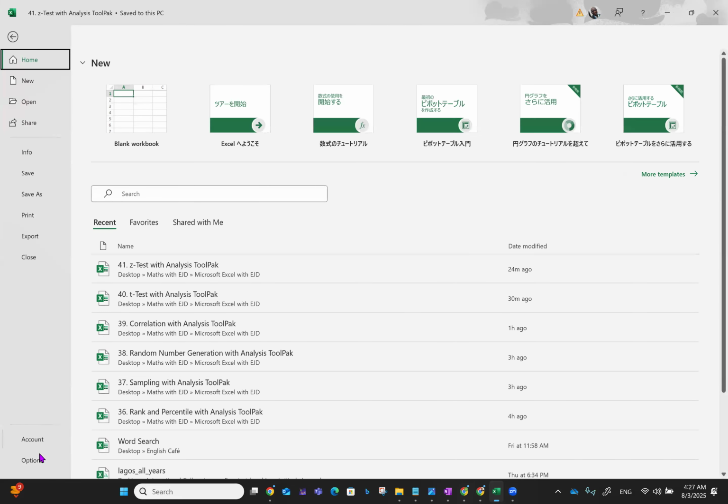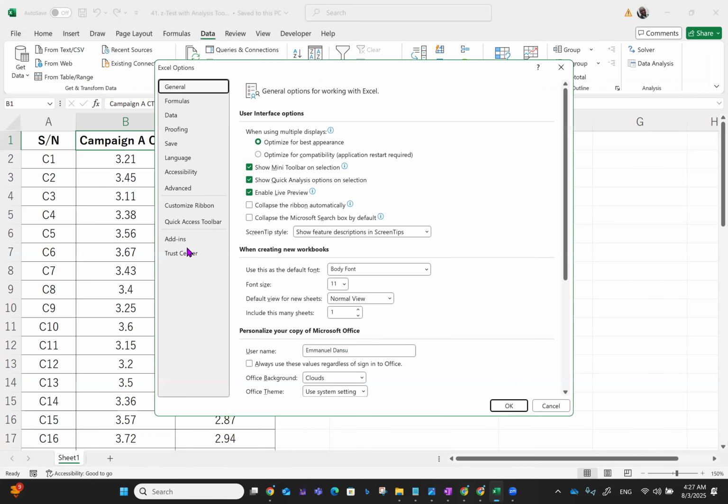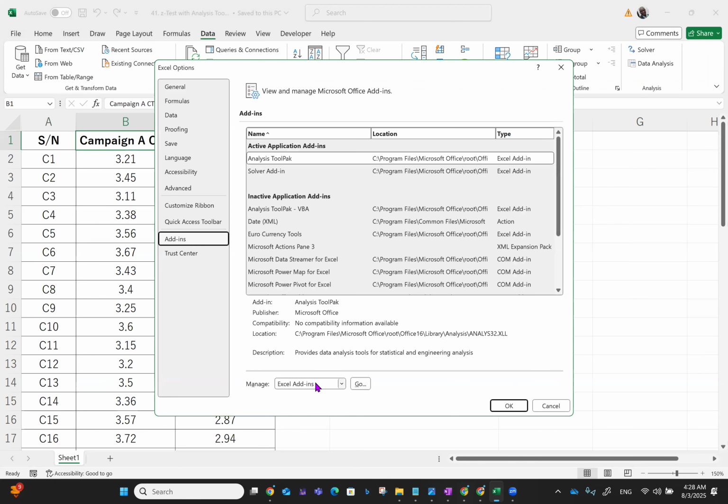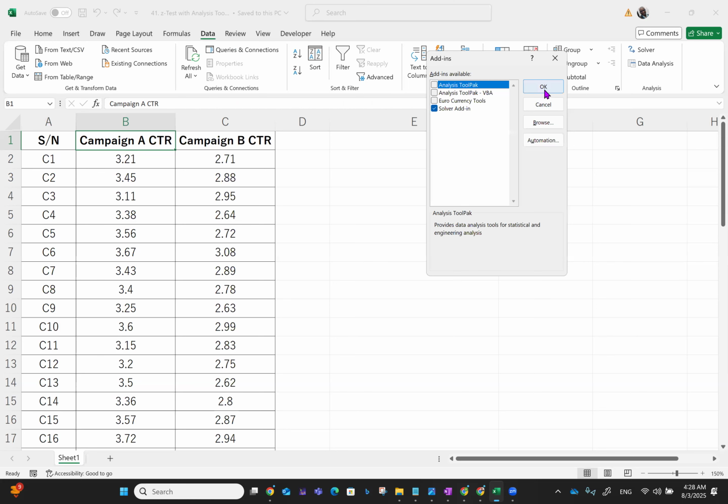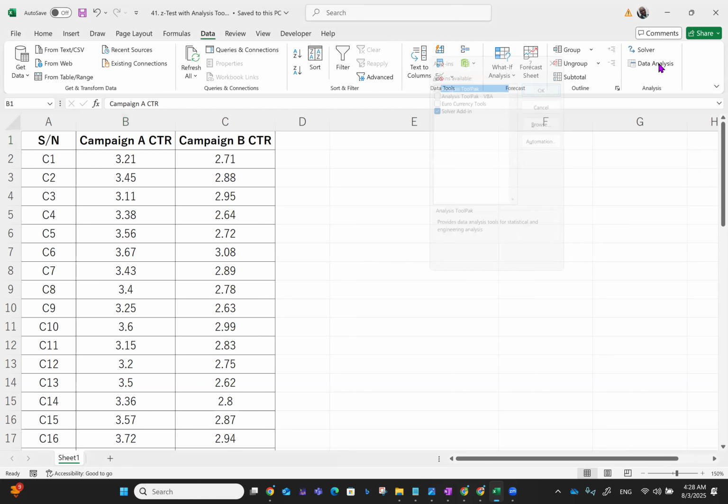So go to File, come to Options, then click on Add-ins, and then come to Manage Excel Add-ins. Click on Go, uncheck Analysis ToolPak. You know, it's here right now. If I click OK, it disappears. So if in your case you don't have the data analysis stuff here, the Analysis ToolPak, that means the Analysis ToolPak add-in has not been added. It has not been activated.